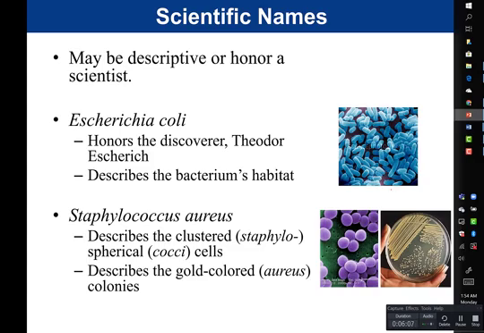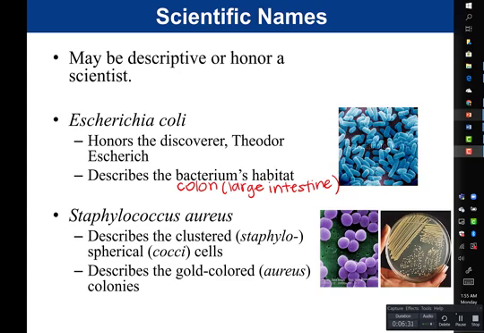And so E. coli is a type of bacteria found in the gut, and it is part of your normal flora in terms of bacteria that's in your gut. And so the coli, the species name, is going to describe the bacterium's habitat. So again, E. coli is going to be found in the colon or the large intestine.